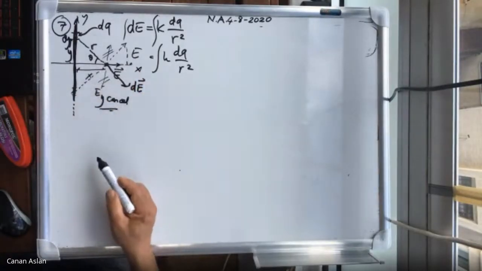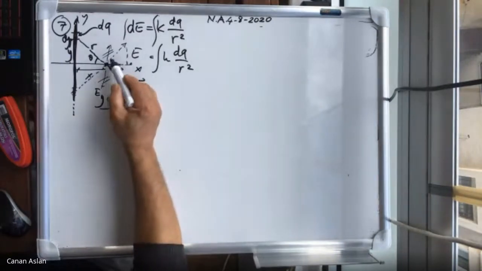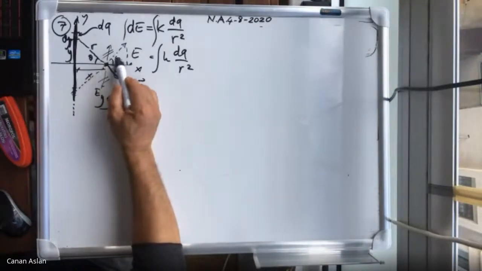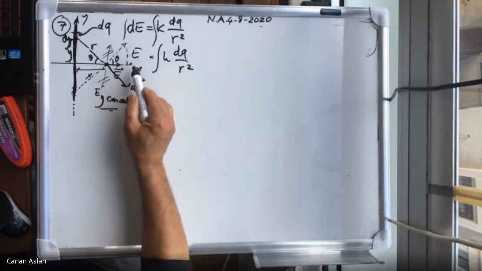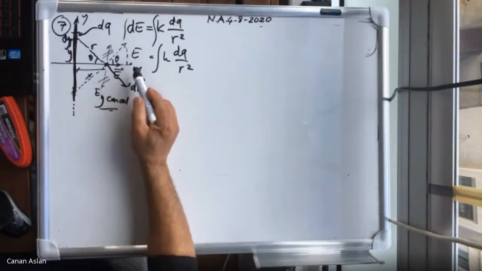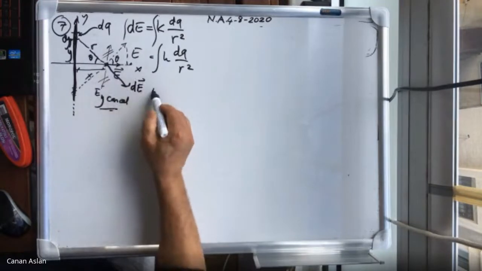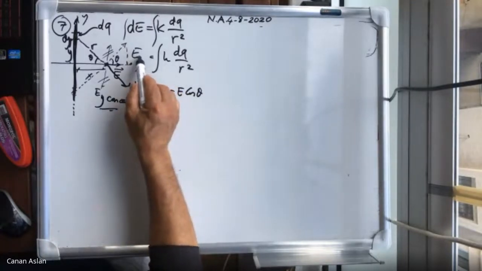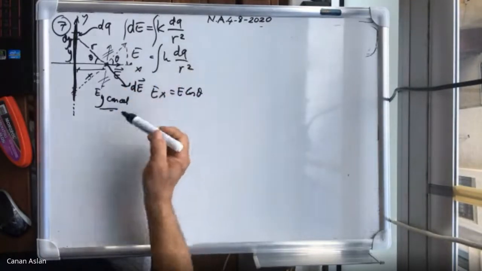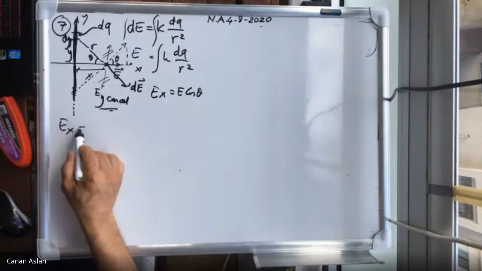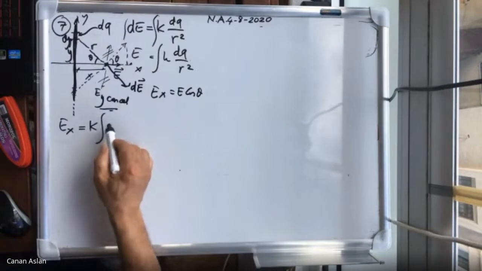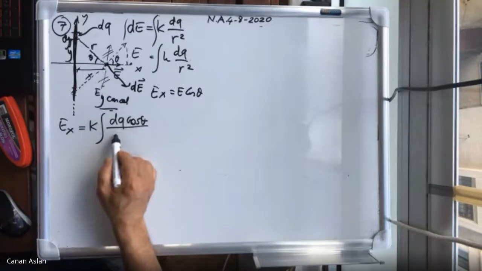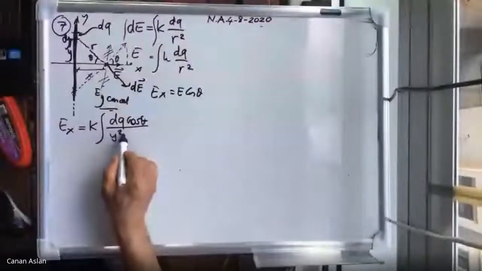So we have to get the x component, which is obtained by considering this angle. These are the same angles, so Ex should be equal to E times cosine theta. To get the total electric field in the x direction, I have to multiply this expression by cosine theta. So Ex will be k, the constant, taken outside, dq times cosine theta divided by r squared. But r squared is just y squared plus x squared.